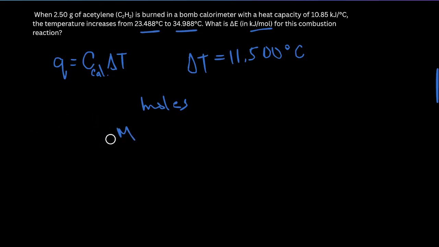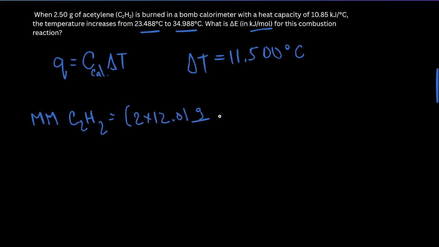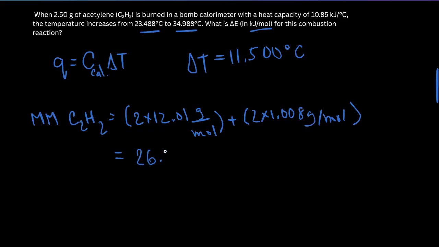And so we can begin by finding the molar mass of acetylene. So the molar mass of acetylene, which is C2H2, hopefully by now you are familiar with how to find the molar mass, so I won't really be explaining that. So our molar mass is just going to be 2 times 12.01 grams per mole plus 2 times 1.008 grams per mole. And this gives us a molar mass of 26.04 grams per mole.